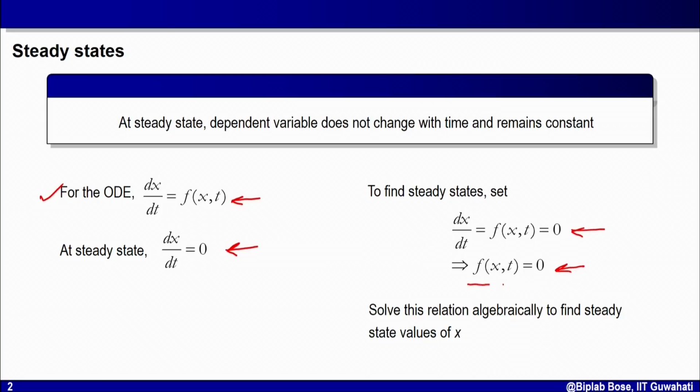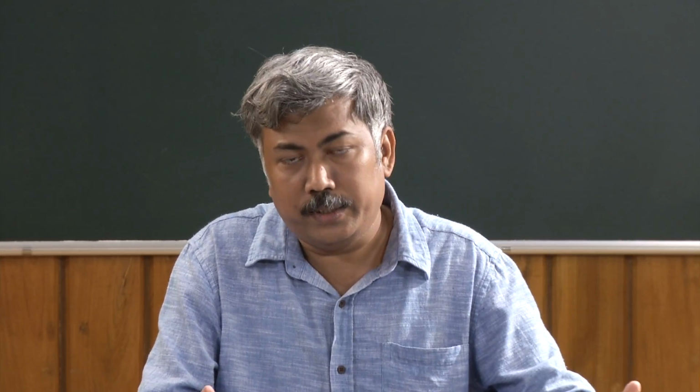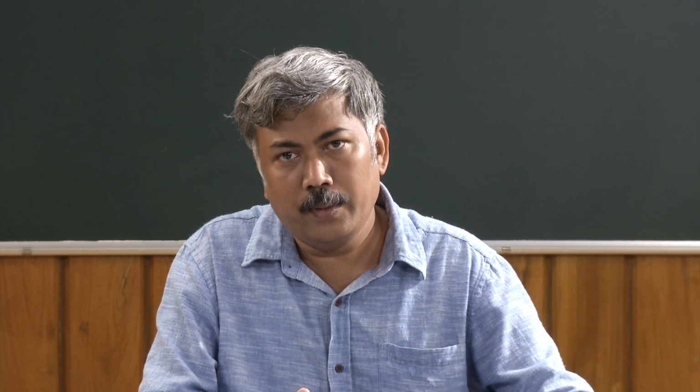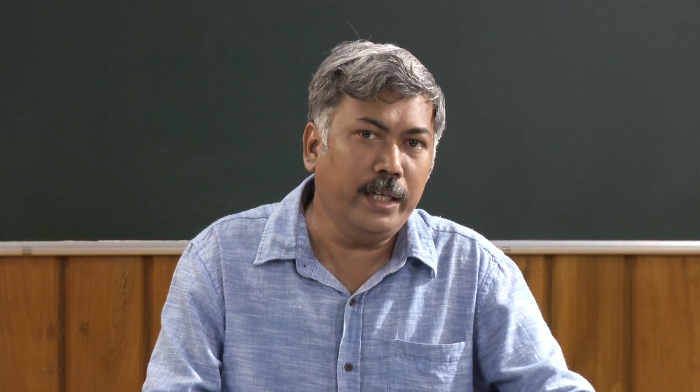Once I have f(x, t) equal to 0, I can solve this algebraically and find out the value of x for which we will have dx/dt equal to 0. That is our steady state. Now let us try to understand the concept of stability of a steady state.